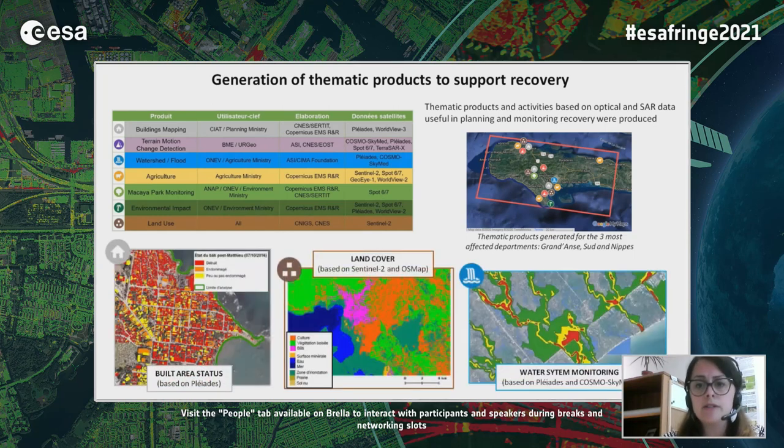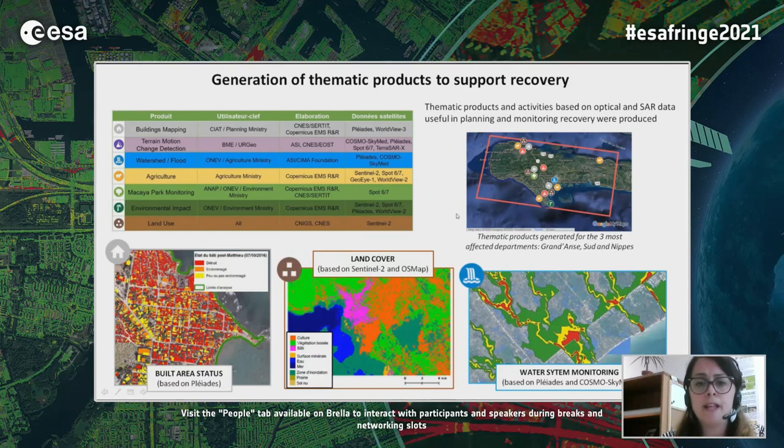So here are some examples of products that we generated. For instance, built area status mapping based on high resolution Pleiades data to understand how many housings were destroyed, how many were damaged, how many were partially damaged. This was particularly important for the community to understand the impact of the hurricane.